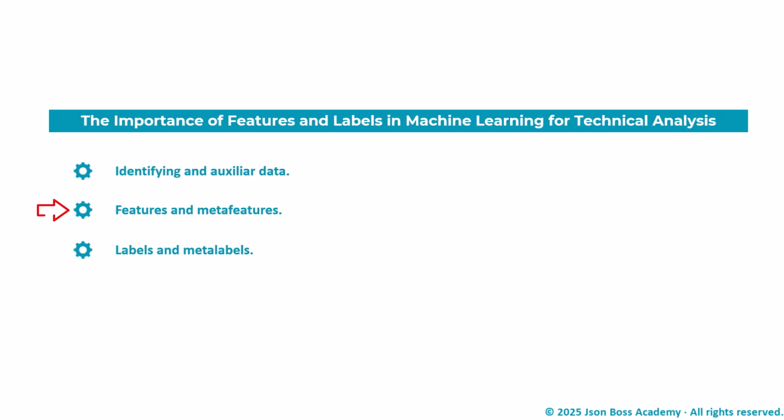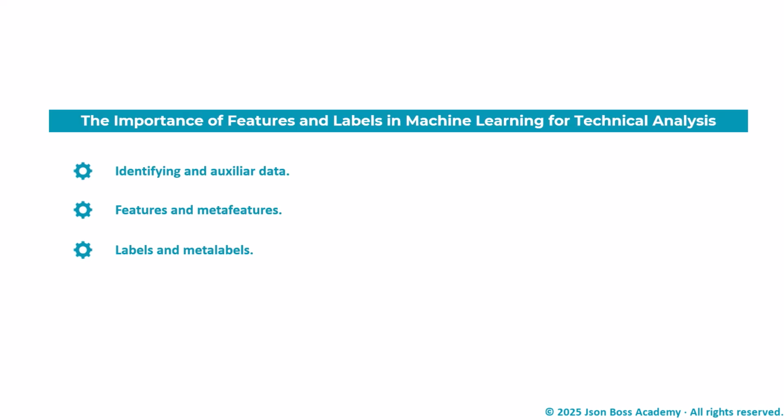Meta-features are derived statistics from original features, adding depth to the analysis, while meta-labels are secondary target variables that provide additional predictive insights. And let us give you a spoiler. Meta-labels are the bridge between traditional technical analysis and machine learning. We'll explore how each of these plays a vital role in building predictive models.